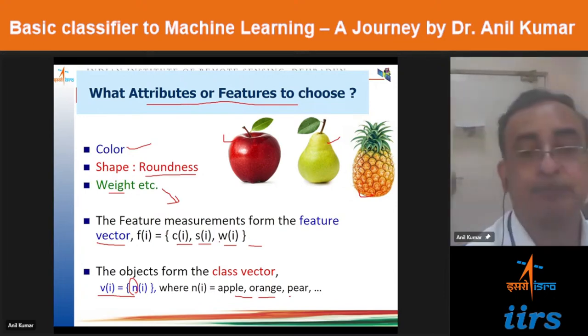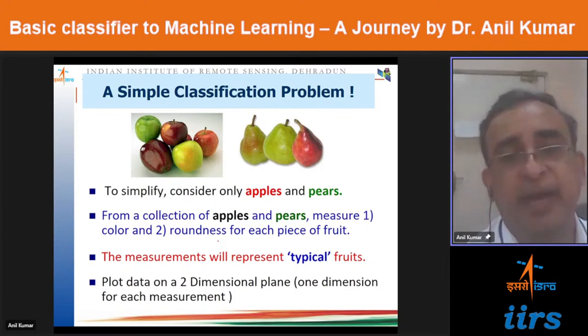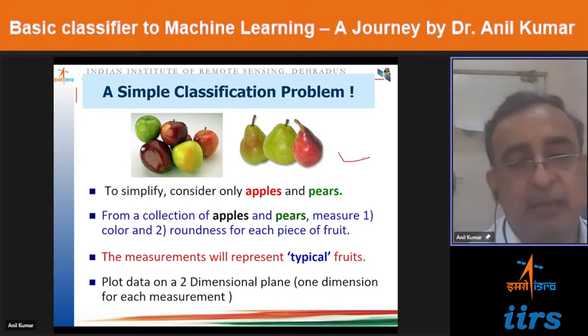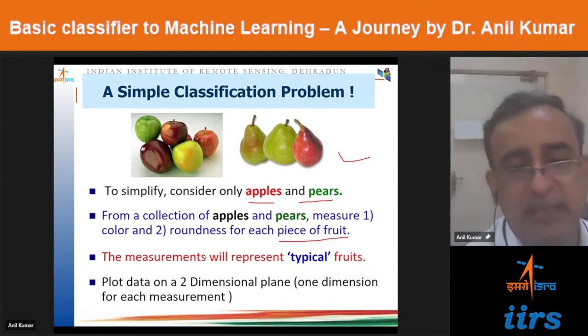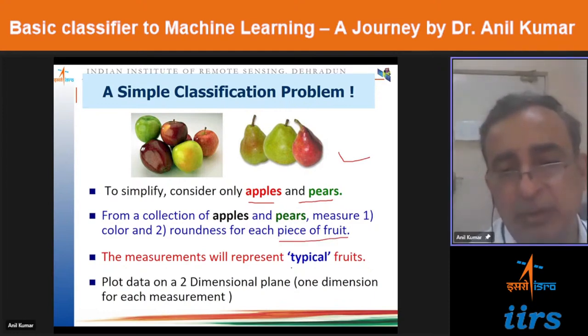For a simple classification problem, in this fruit case, just to simplify, consider only apples and pears. From a collection of apples and pears, we have to measure the color and the roundness of each piece of fruit, or maybe the shape or roundness of the fruit. The measurements will represent typical fruits.